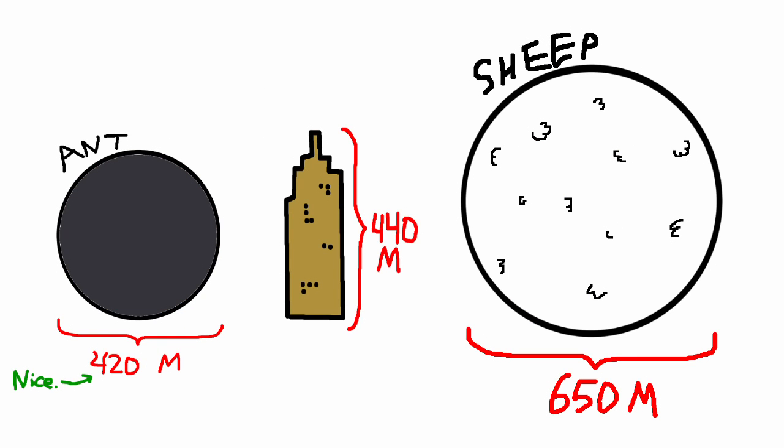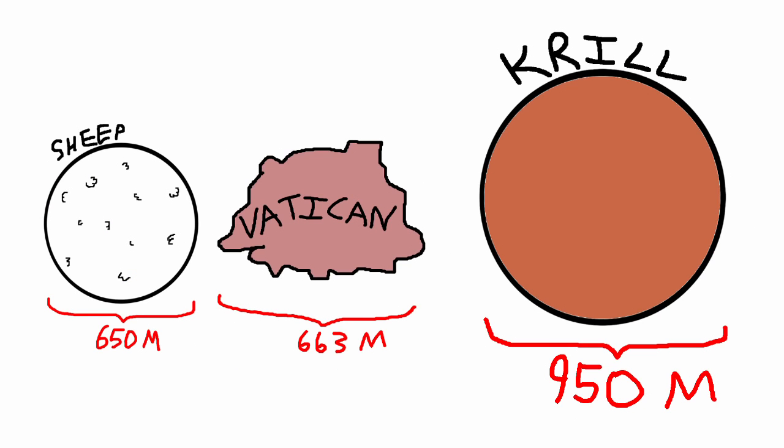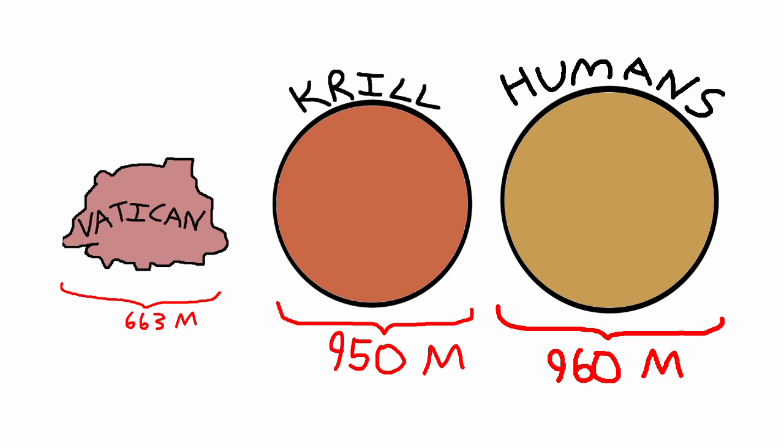Next up is the sheep sphere, which got up to 650. Close to that is the Vatican City, which is 663 meters across. That means the Vatican is just big enough to hold all the sheep in the world. If that's not a metaphor, I don't know what is. Near the top of our list is the Antarctic Krill Planet, which reached about 950 meters. The People Planet was just a smidge larger at 960.